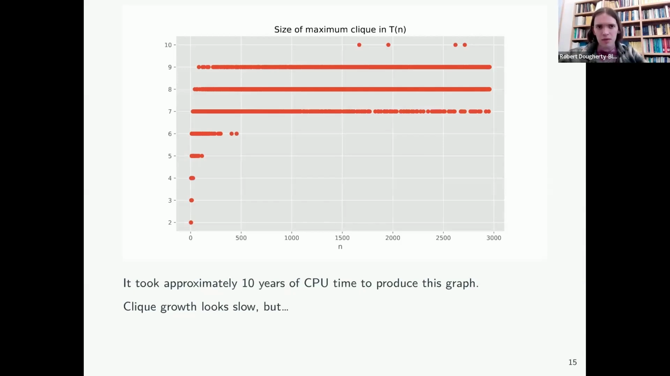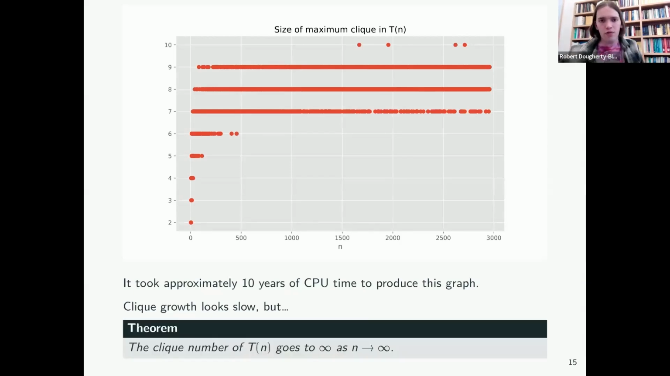When we first made this plot, and even now looking at it, you almost want to say, maybe it's bounded. Maybe it just can't get to be any bigger than 10 because of how slowly it's growing. But this is actually not true, it turns out. The clique numbers do go off to infinity. And what I mean by that specifically, let me be precise.